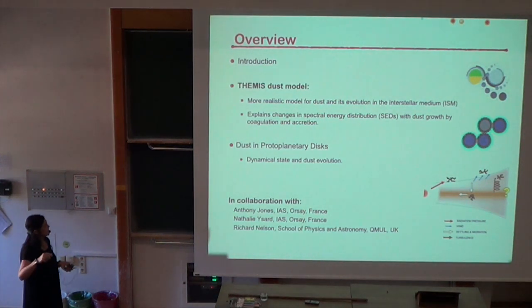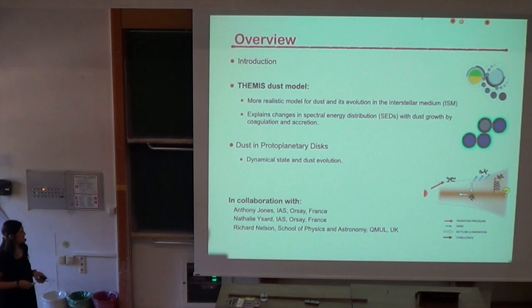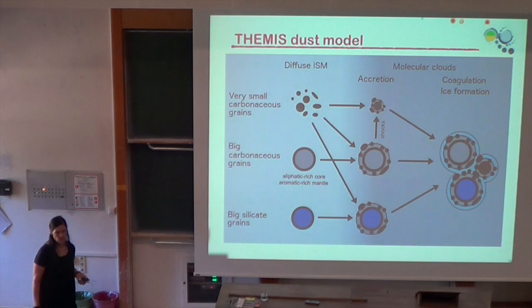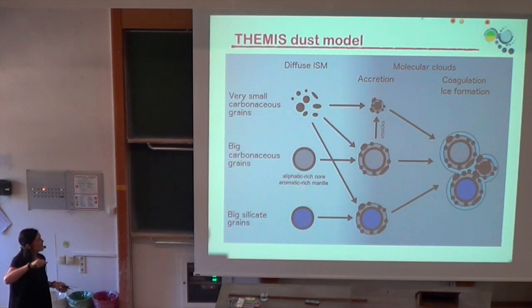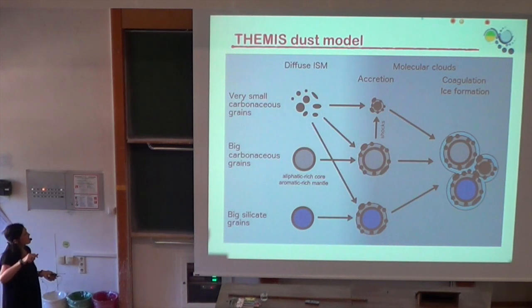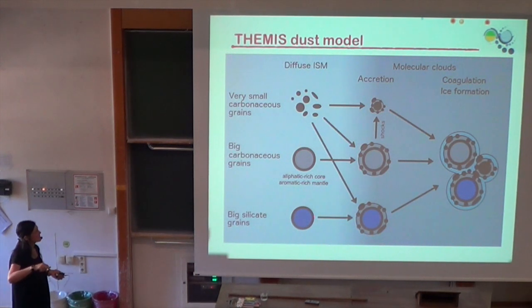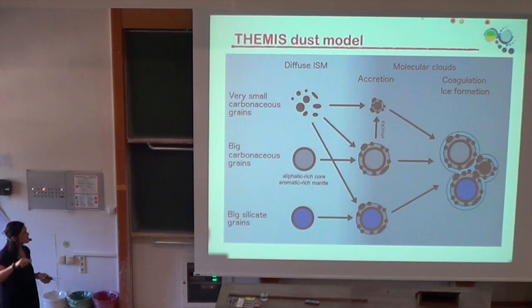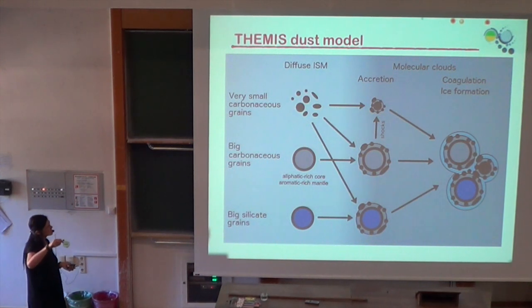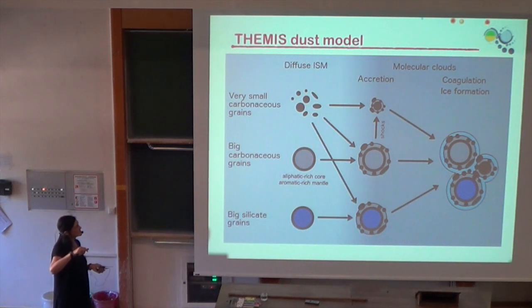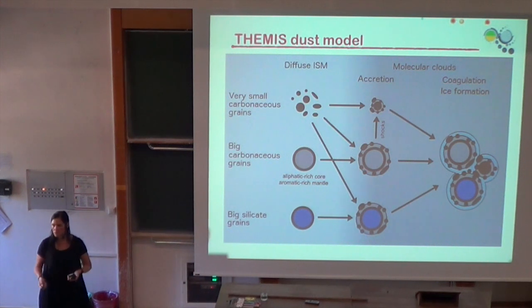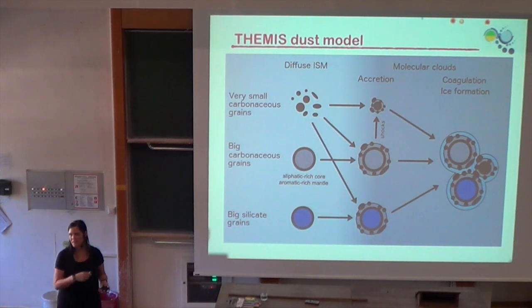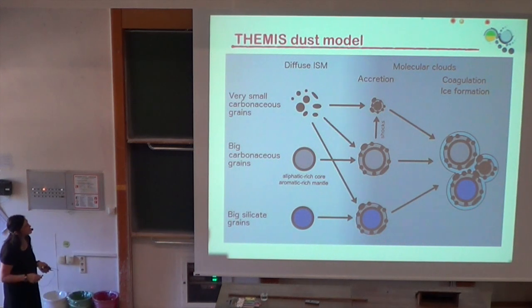So the first part is our new THEMIS dust model, where I worked with Anthony Jones and Nathalie Bizarre from the IAS in Marseille. The new dust model looks like this. In the diffuse interstellar medium, we divide the dust into three types, where there are amorphous carbon dust particles and amorphous silicate type particles. We divide the amorphous carbon particles into very small grains and larger grains, and the silicate grains are mainly large, 100 nanometers in size. I'll show the size distribution later.